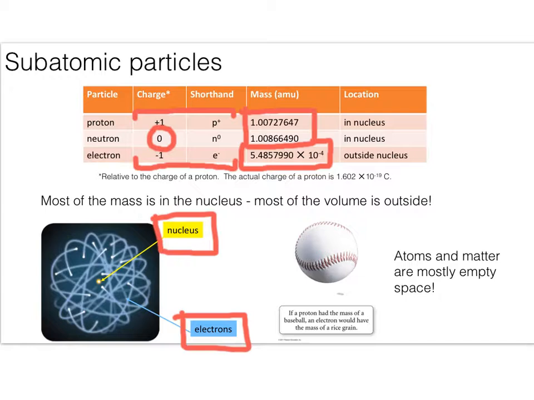Another interesting analogy for atoms and how most of matter is actually empty space is that if a proton had the mass of a baseball, an electron would be the mass of a grain of rice. So when we think about our atom and a picture in our mind of the atom, it has this really dense core, this dense nucleus that is bringing all of the mass, and it has this very massless but negatively charged electron flying around surrounding it.